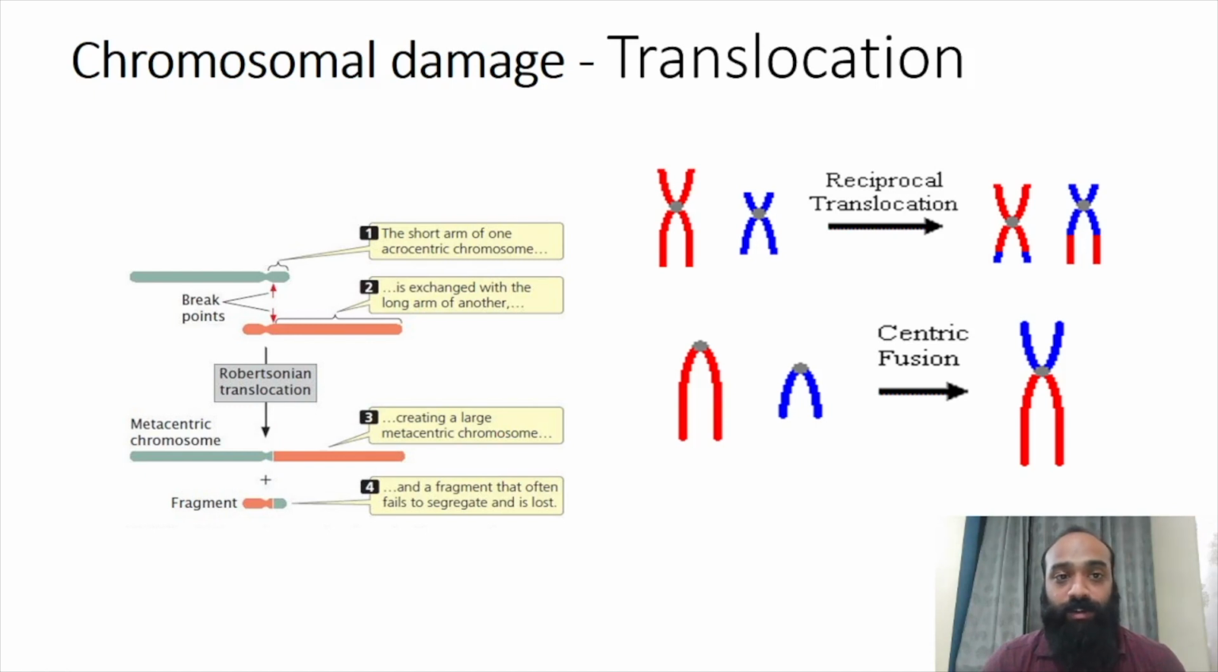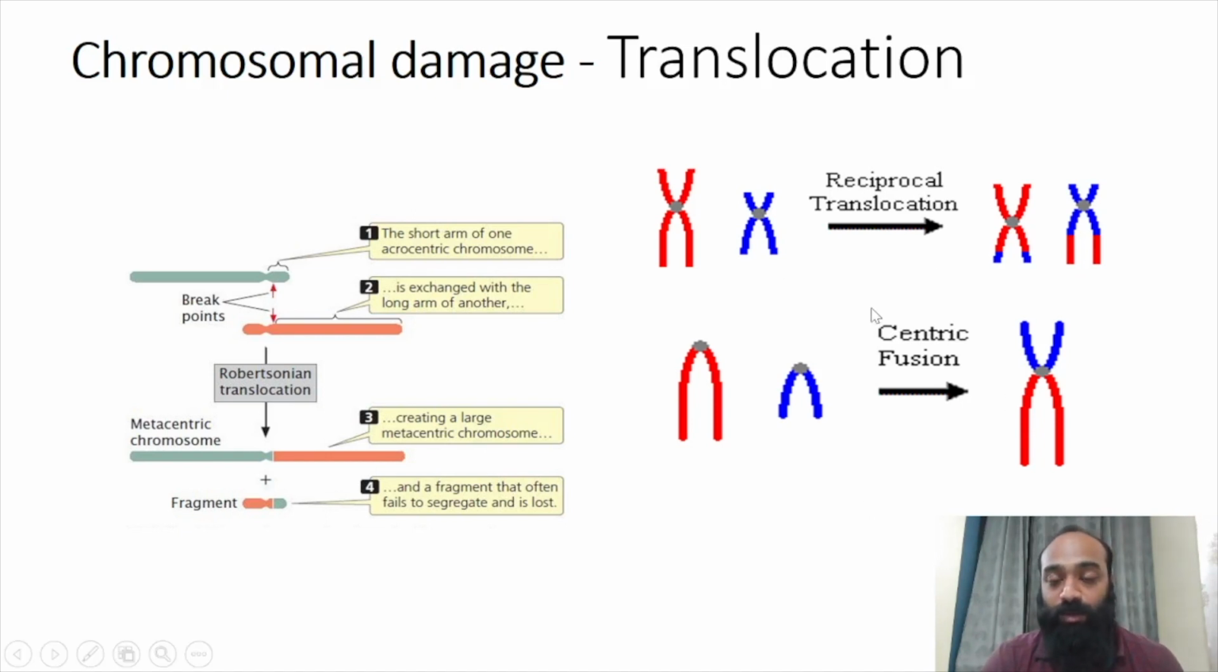Then we have chromosomal translocation, which is basically the exchange of segments of different chromosomes, again brought about by breaking of the chromosome. Because these broken fragments of the chromosomes are unstable, they try to bind with something to regain stability. So we can have two different types of translocation.